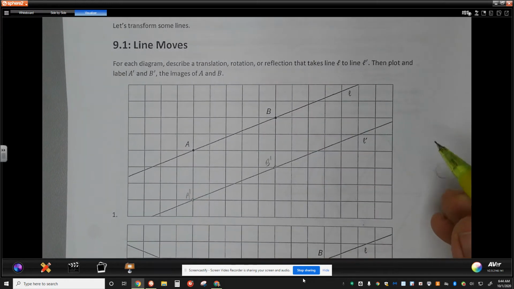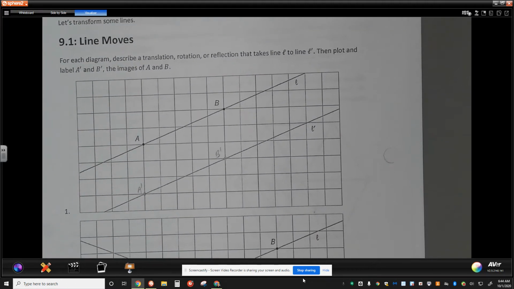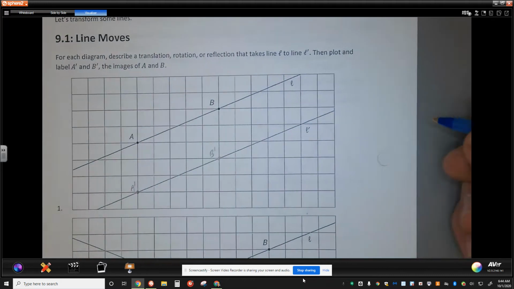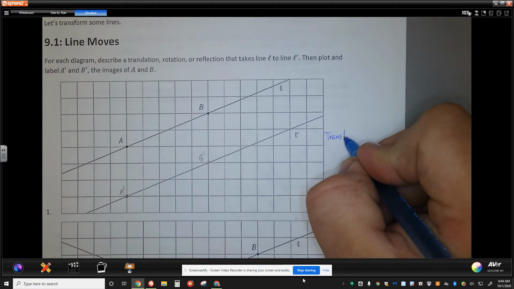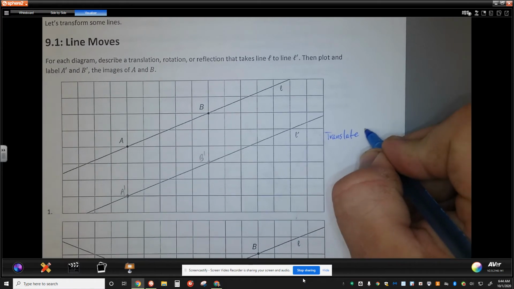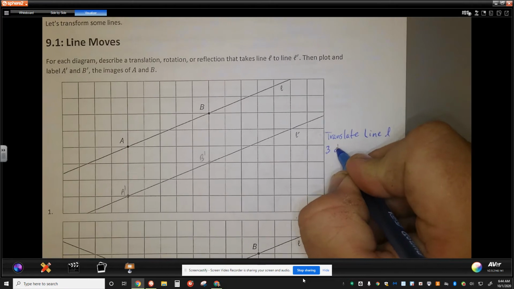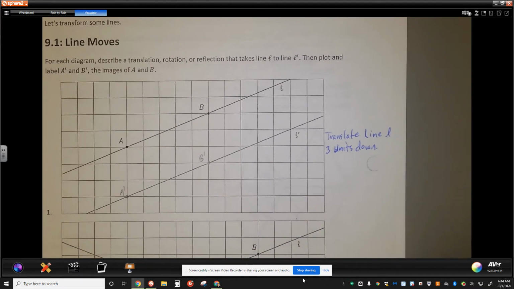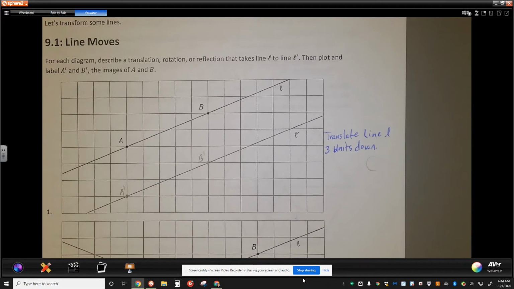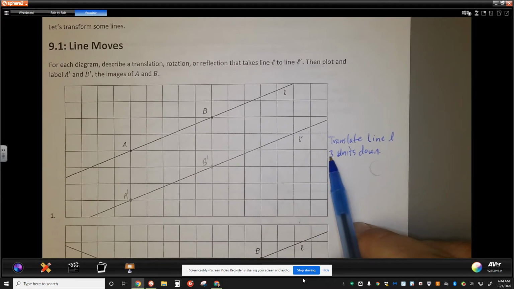And then my description that I'm going to give for this, I learned from a previous video, pencil's not all that great for showing this. We're going to say translate line L 3 units down. You could also say translate line L down 3 units. It doesn't matter as long as you name the line, name the transformation, and how you are making that transformation happen.